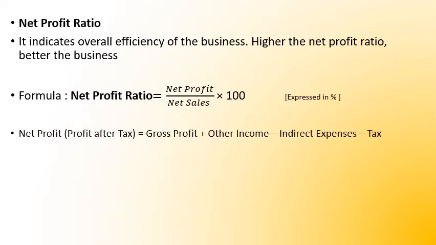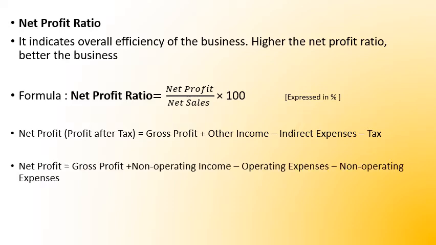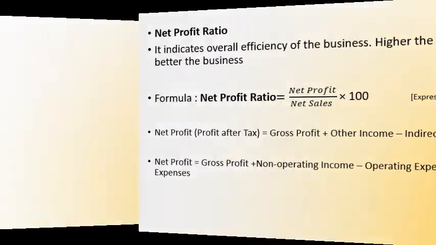Net profit, that is profit after tax, is equal to gross profit plus other income minus other indirect expenses minus tax. Net profit is also equal to gross profit plus operating income minus non-operating expenses. So I have given all these formulas in class 11. If you look at the class 11 copy, you will find them.